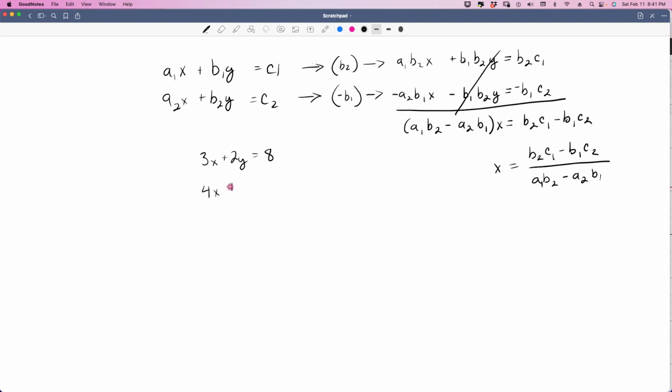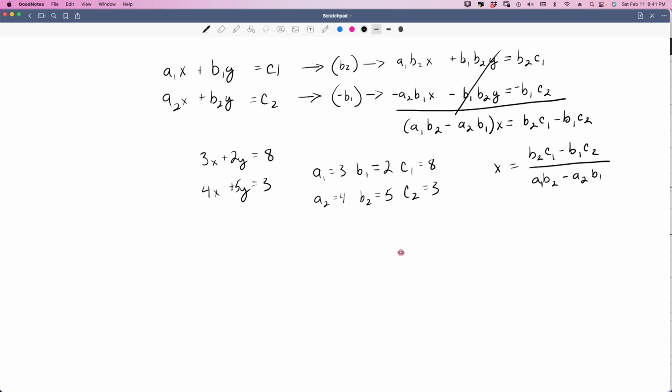So let's say we have a system that is 3x plus 2y is equal to 8, and 4x plus 5y is equal to 3. All right, so my a1 is going to equal 3, my b1 is going to equal 2, and my c1 is going to equal 8. My a2 is equal to 4, my b2 is equal to 5, and my c2 is equal to 3. So we can just drop these values in for those and solve.